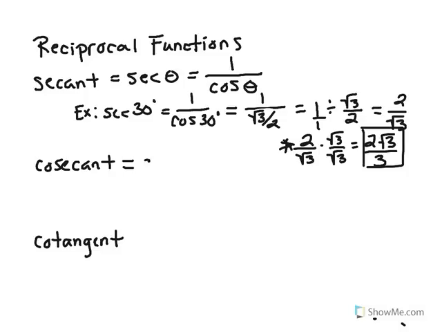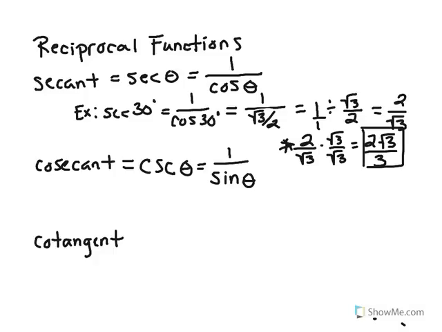Cosecant is shorthanded CSC theta, and this is the reciprocal function of sine. So 1 over sine theta. I'm not going to do an example for this because I just did one above it. You should be able to see the pattern by now. If not, you can always come see me.